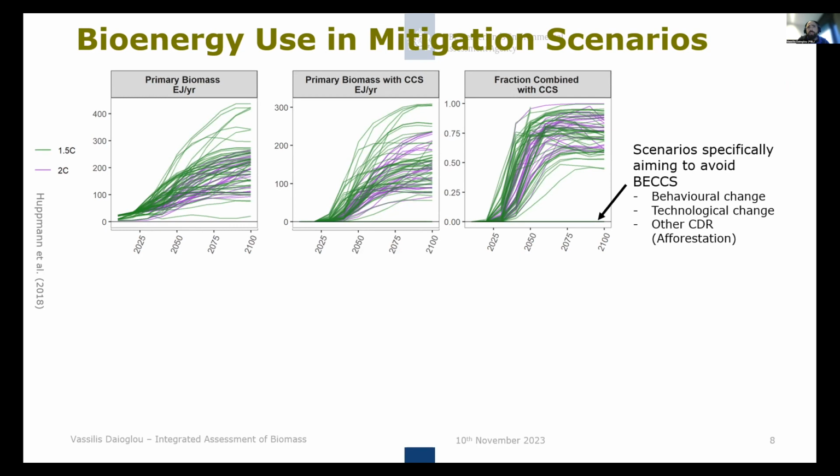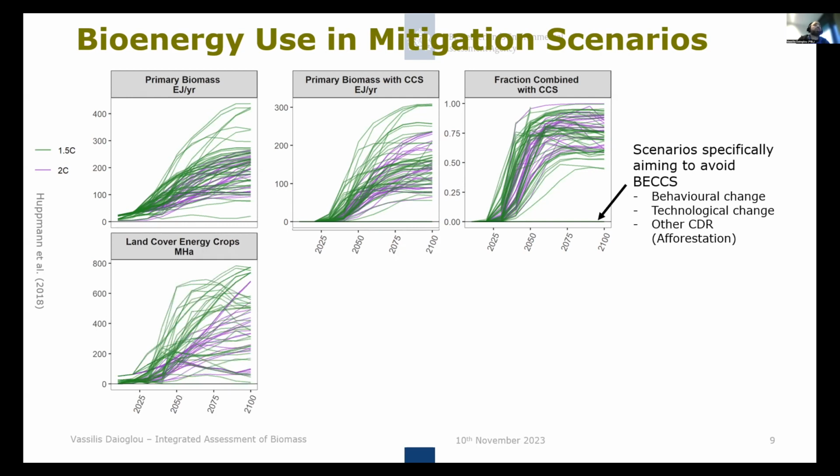There are some scenarios that show zero bioenergy combined with CCS. And these are scenarios that are explicitly designed with that in mind, because there were a number of modeling exercises trying to show if we could meet strict climate targets without BECCS, and it was possible in some cases, but not the preferred method of the models, not the preferred solution.